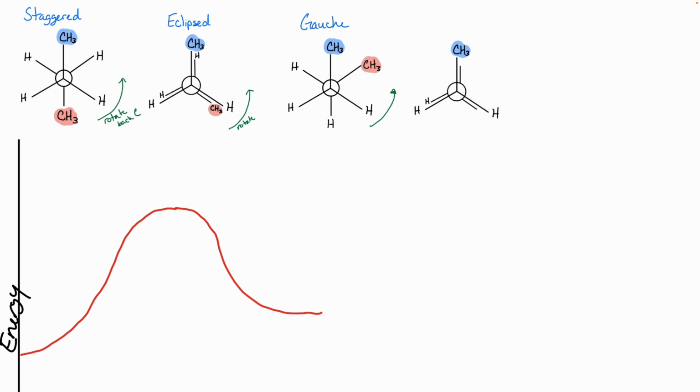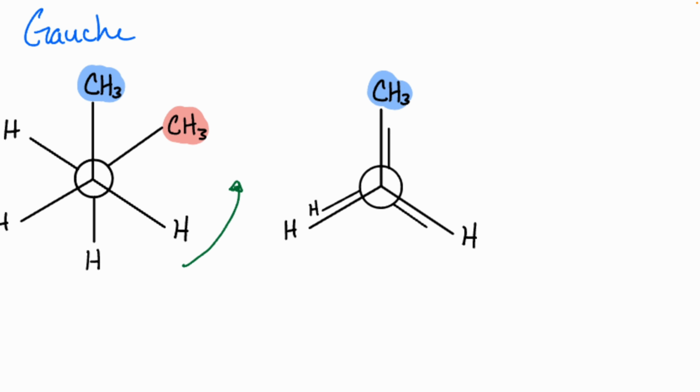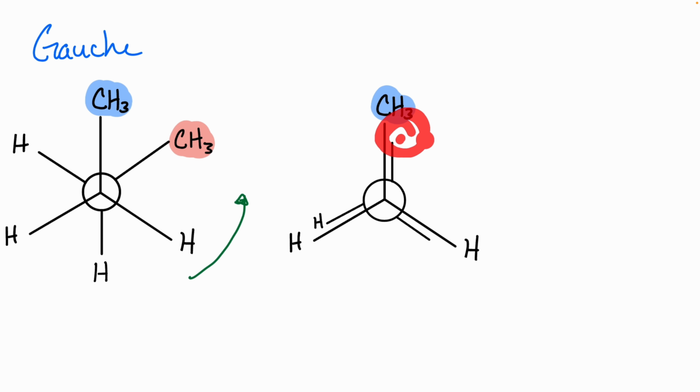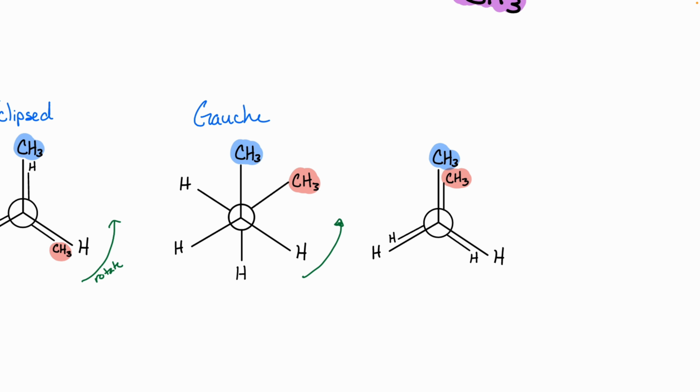All right, boom. But now what group am I going to put up here? I've taken that methyl group and rotated it such that it's eclipsed with my other methyl group. So here's my other CH3. Now not only are we in an eclipsed state, but we're in an eclipsed state where the two biggest groups in the molecule are directly next to each other, right? So this is what we're going to call our eclipsed methyl state.